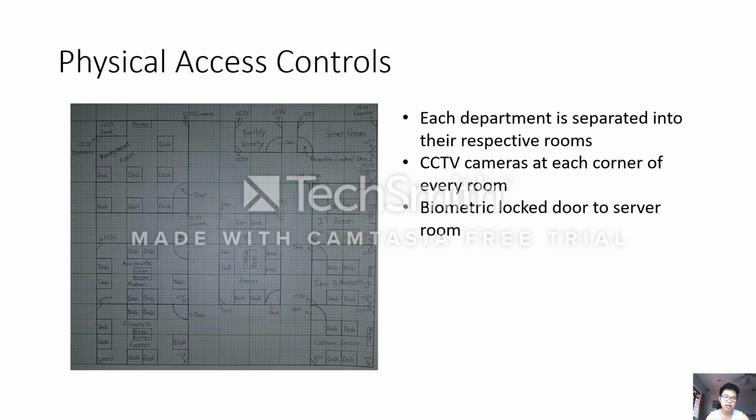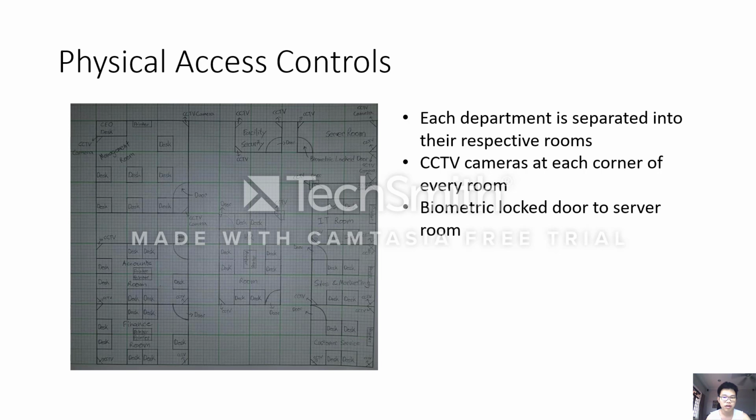So firstly, physical access controls. This diagram here is the physical layout of the office that I would like implemented. Firstly, each department will be separated into their own respective rooms. This is such that no one from another department will overhear what someone else from another department is saying and spread false information. It also keeps things private for people working in different departments.